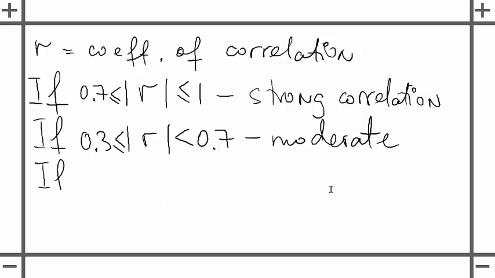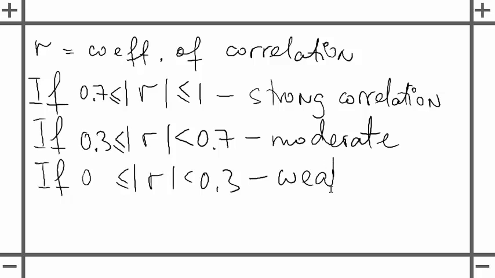And if my coefficient of correlation is close to 0, between minus 0.3 and plus 0.3, can you guess what I'm going to call this? Weak correlation, right? So strong correlation if it's close to plus or minus 1. If it's close to 0, from minus 0.3 to plus 0.3, I'm going to call it weak correlation. And if it's kind of in between, then it's moderate, right?